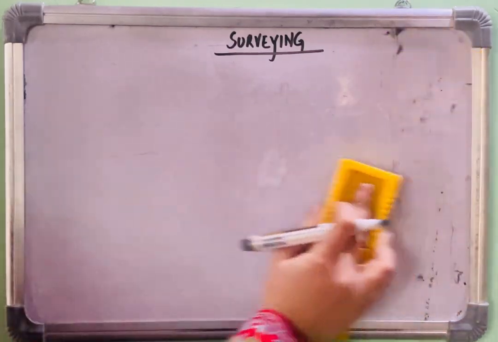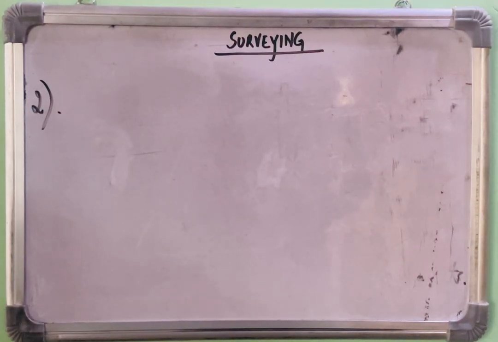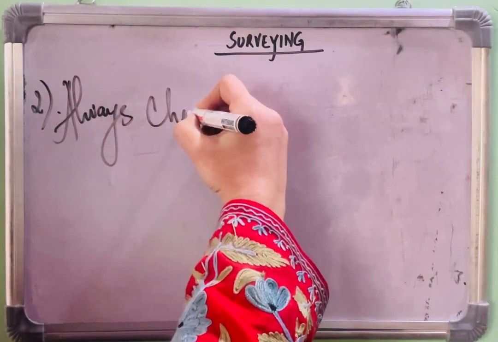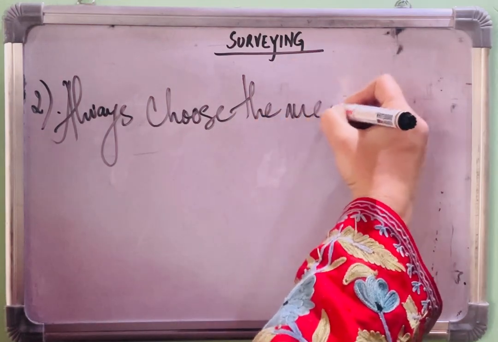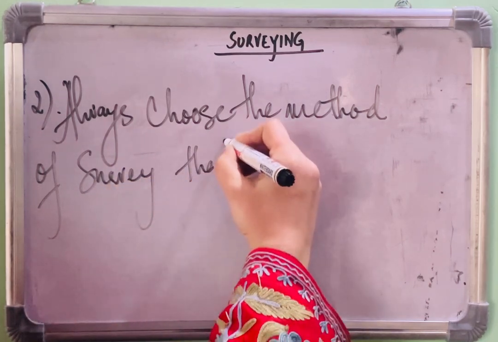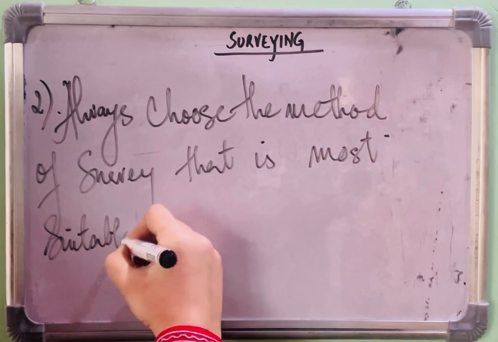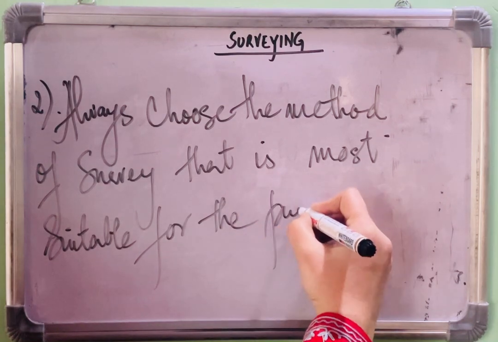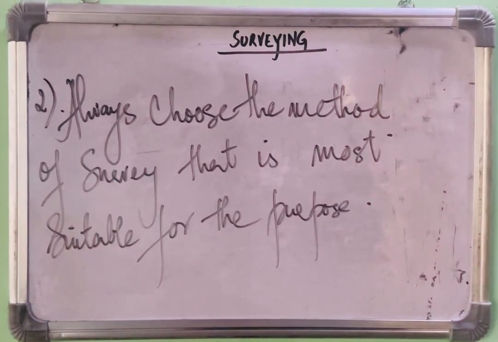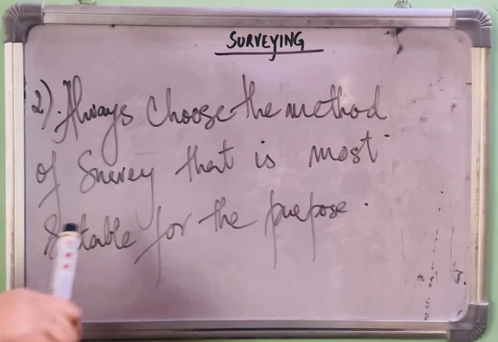Let's study about the second principle of surveying, which is always choose the method of survey that is most suitable for the purpose, right? That is most suitable for the purpose.